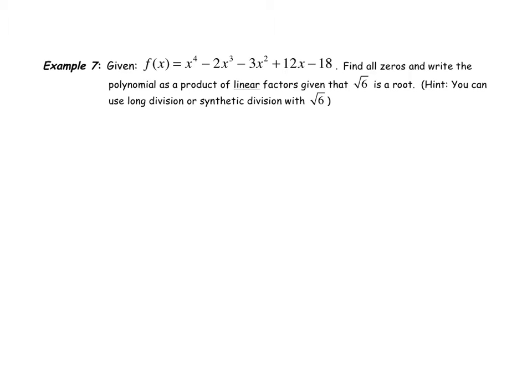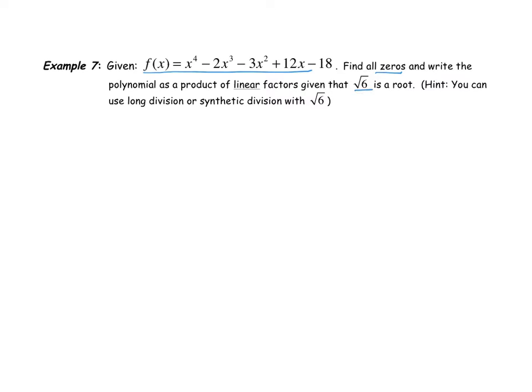This is the solution to example 7 from notes 3.4. Here we're given a fourth degree polynomial function, and we're asked to find all zeros. And then once we do that, we want to write the polynomial function as a product of linear factors. And these could have imaginary or irrational zeros.